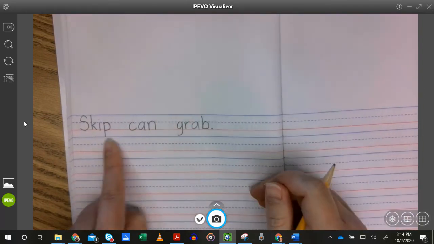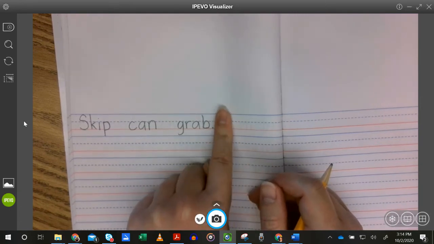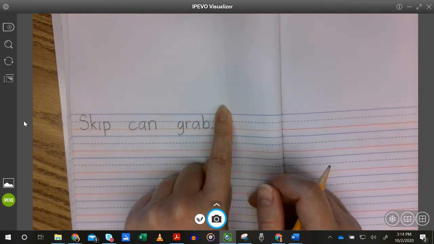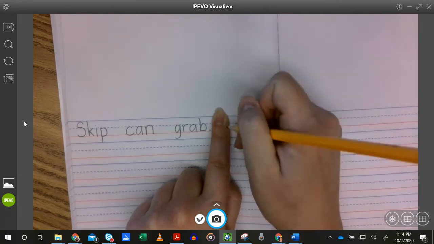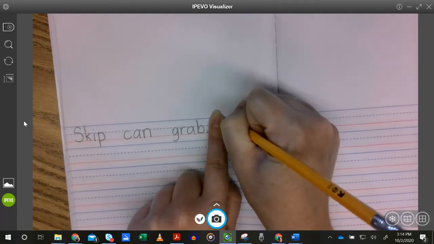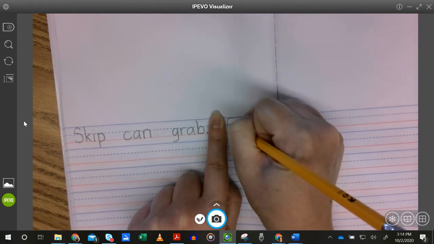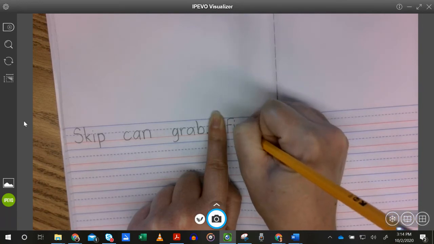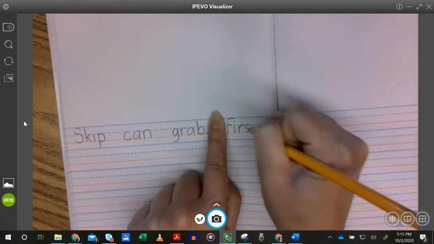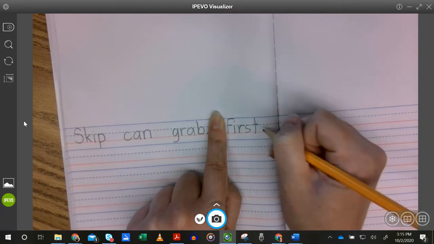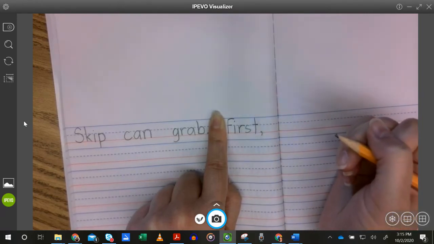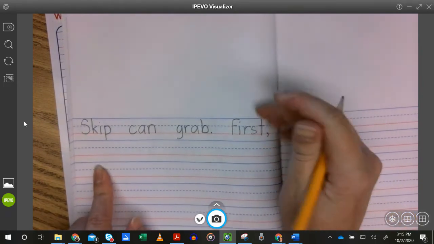Okay. Now I still have room, so I'm going to stay on this line, and I'm going to write this kind of the way we've been retelling and practicing putting things in a certain order. Because if you're going to grab, you also have to do things in a certain order for it to work. Okay, so first, we've been writing this a few times recently, so it should be looking more and more familiar. Capital F, I, R, S, T, first, comma. Now I'm out of room, so I'm going to come down here.